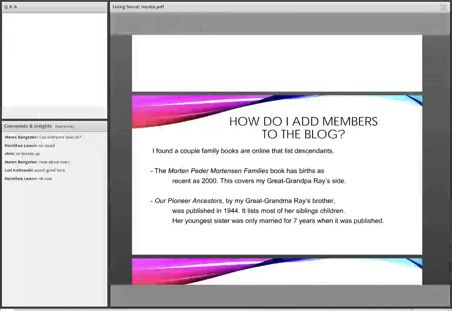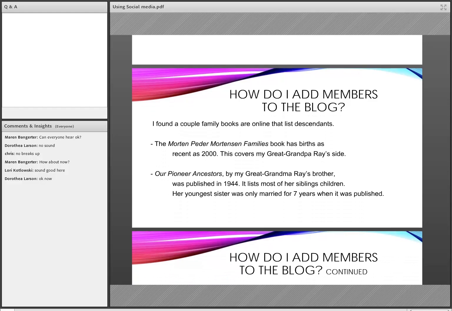How do I add family members to the blog? I've noticed that more and more family books that have been published are being put online that list descendants. And I've listed two books here that I've used. One is the Petter Mortensen Families book that has births as recently as 2000, and this covers my great grandpa Ray's mother's side. Our Pioneer Ancestors is by my great grandmother's brother. It was published in 1944, and it lists most of her siblings' children. So her youngest sister was only married for 7 years when it was published.